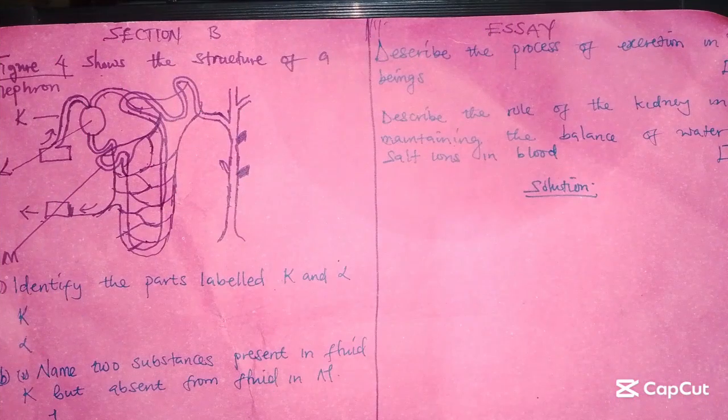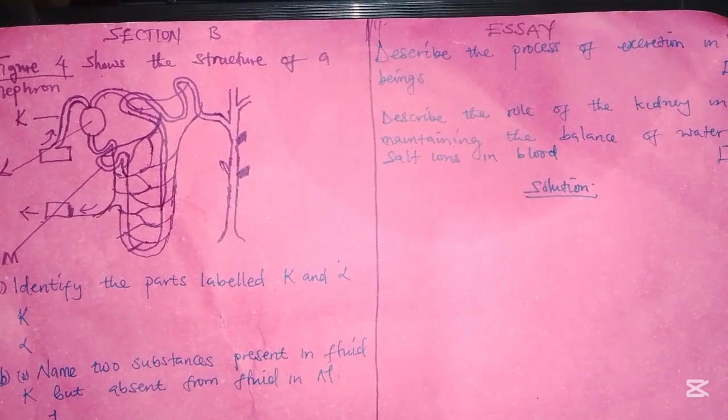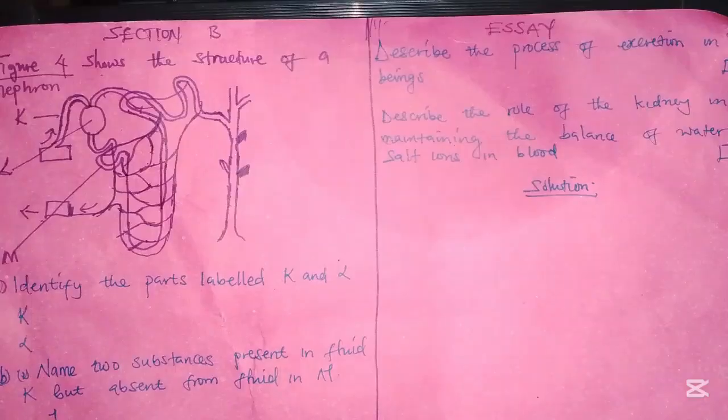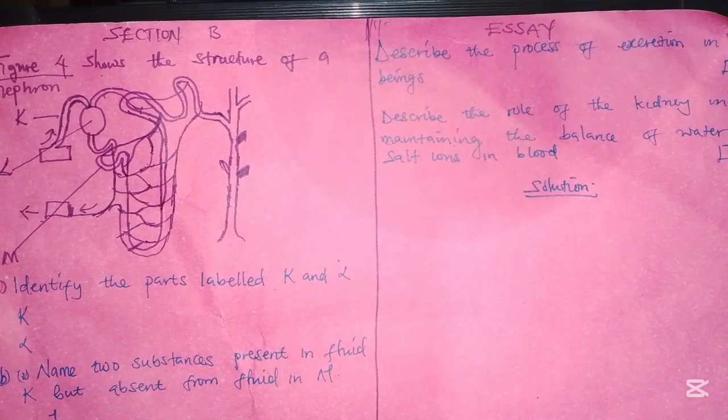Welcome to today's class. This is our second class on excretion. If you haven't watched our first class on excretion, be sure to see the link for part 1 in the description below. In part 2, we'll be looking at the functional unit of the kidney, which is a nephron. The diagram you are seeing here is a representation of a nephron.